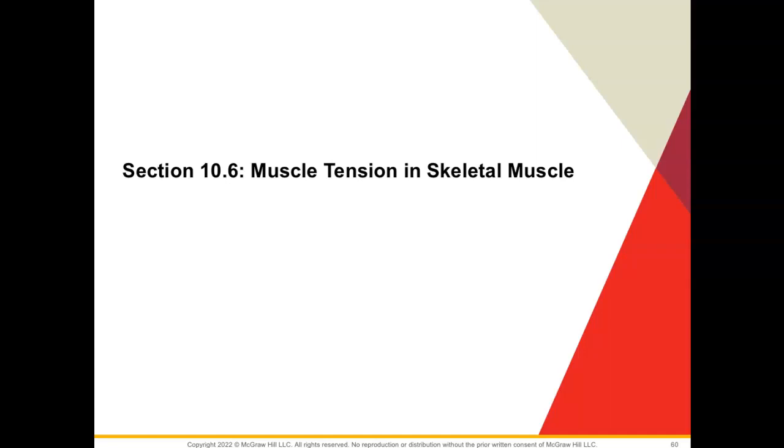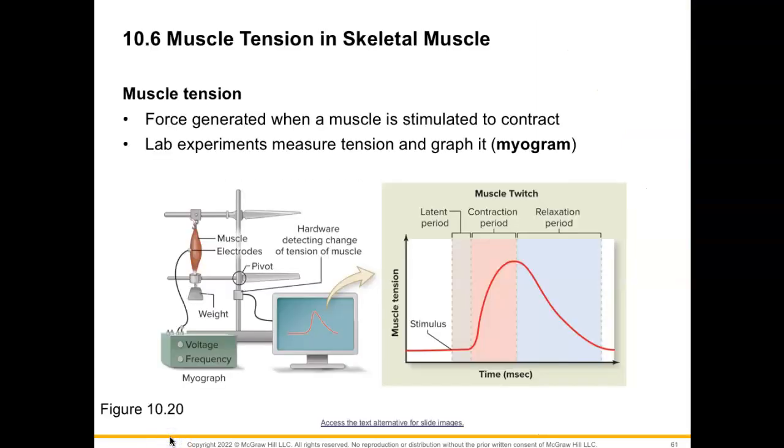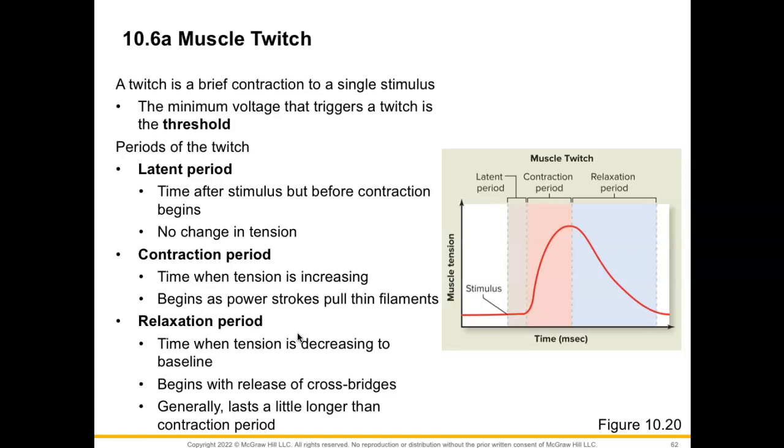Welcome to section 10.6, which will be on muscle tension in skeletal muscle. Muscle tension is going to be the force generated when a muscle is stimulated to contract. And through lab experiments, we can measure the tension in a muscle and we can provide it in graph form, which is called a myogram.